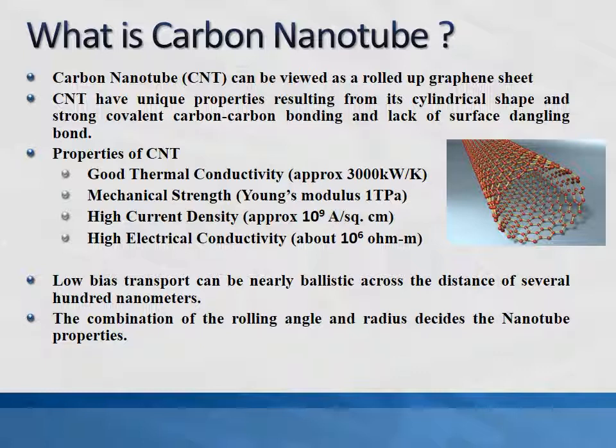These sheets are rolled up at specific and discrete angles called chiral angles. The combination of rolling angle and radius decides the nanotube properties. CNT thus can be a leading candidate in improving the performance, speed and density in integrated circuits.